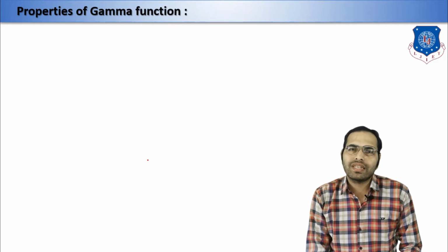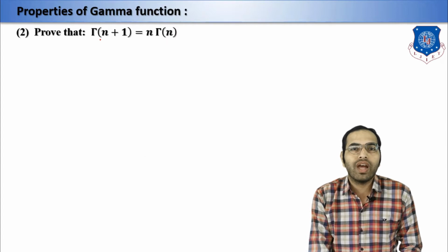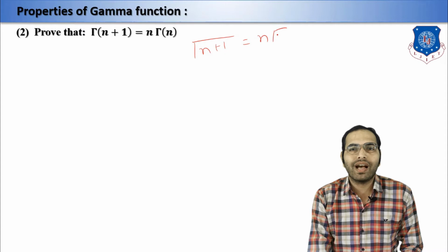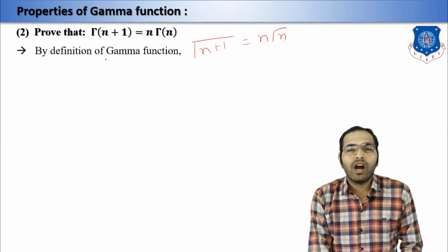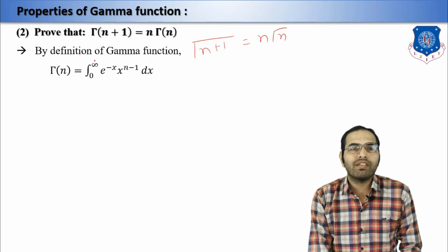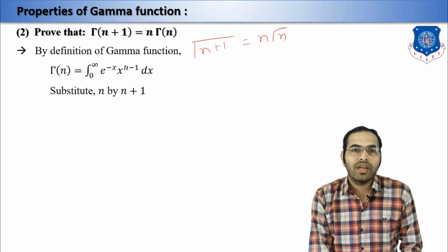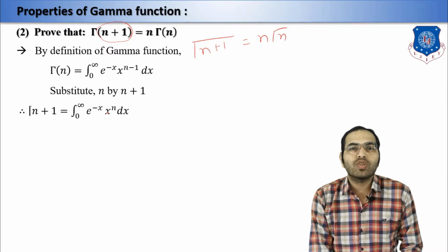Let's discuss the second property, that is prove that gamma n plus 1 equal to n gamma n. Here according to the definition of gamma function, gamma n equal to integral 0 to infinity e raised to minus x, x raised to n minus 1 dx. Here we have gamma n plus 1, then replace n by n plus 1, means gamma n plus 1 equal to integral 0 to infinity e raised to minus x, x raised to n plus 1 minus 1, 1 will be cancelled out, means x raised to n dx.